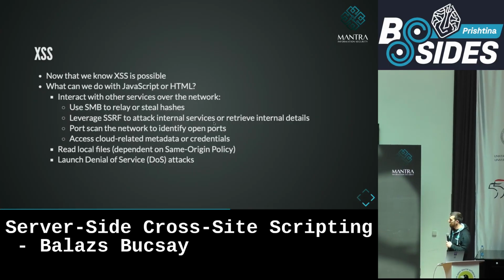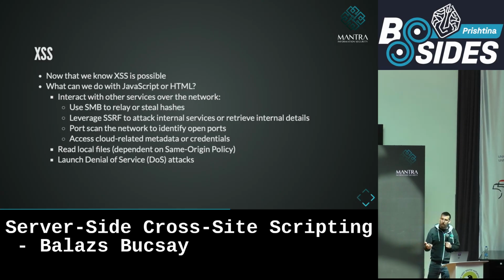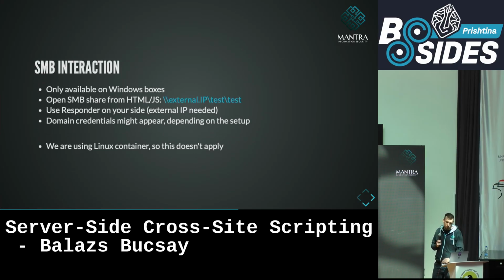Back to the slide. So we know that basically we can do cross-site scripting on the server side. We can render any kind of HTML and JavaScript. Whatever we want is going to work. So what can we do from a browser? What can we do with JavaScript? What can we do with cross-site scripting, right? So there are quite a few things. For example, you can reference SMB shares, and you can do SMB relaying, or you can capture the hashes. Other than that, you can do SSRF, port scanning, you can access cloud-related metadata, read local files probably, maybe, sometimes, and do denial of service.